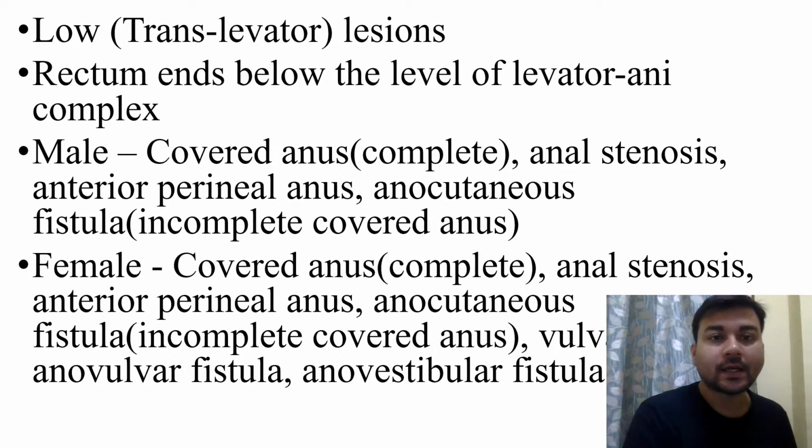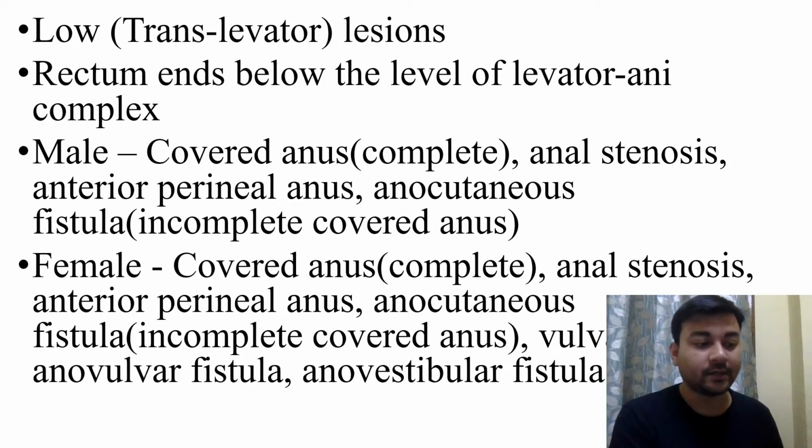Now low lesions are known as translevator lesions. Here the rectum ends below the level of the levator ani complex. What are these lesions? In males, some are complete covered anus, some are incomplete covered anus. These incomplete covered anus are also known as anocutaneous fistulas. And then there are anal stenosis and anterior perineal anus. These are low lesions in males.